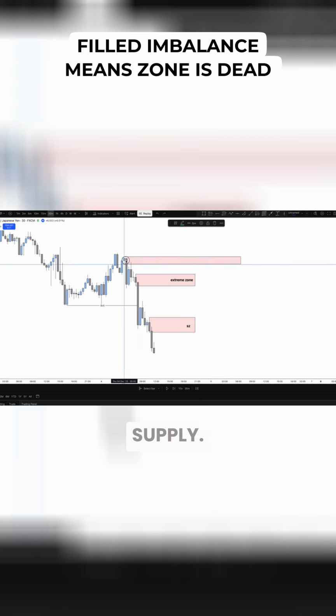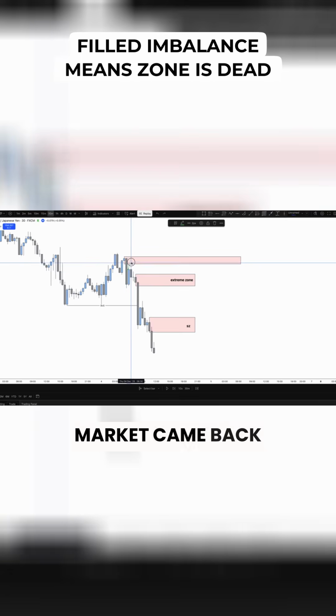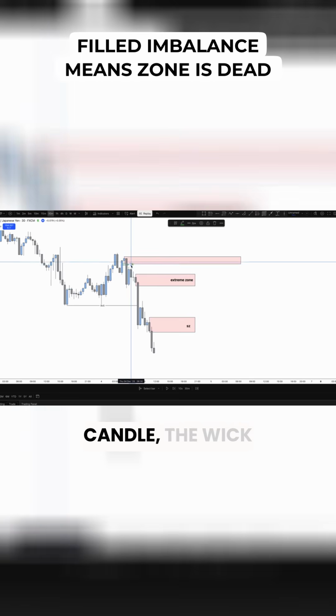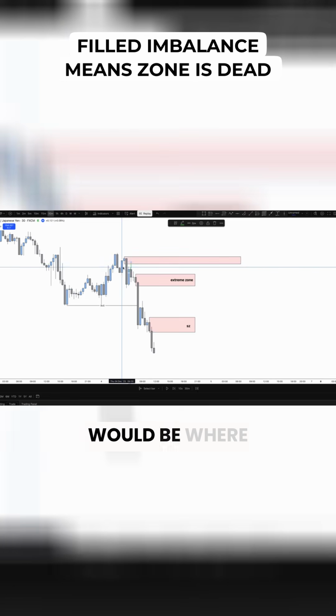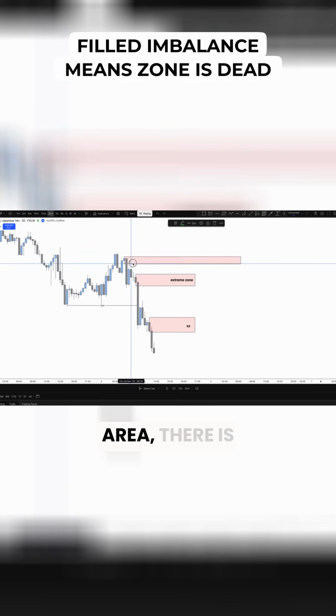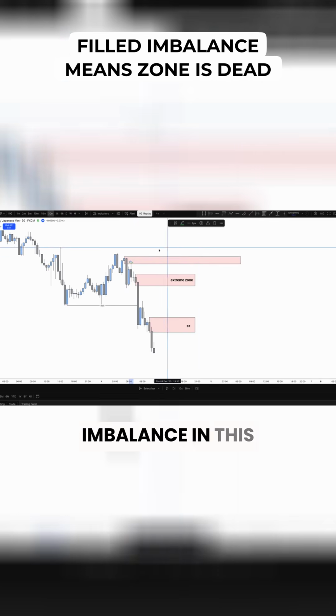So we created supply, we had an impulsive move away, but then the market came back through and we see this wick here. So from this candle and this candle, the wick fills the open impulse that was created. And that would be where the imbalance was. So once this wick has returned to hit this area, there is no longer any imbalance in this supply.